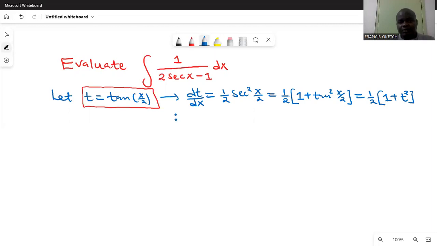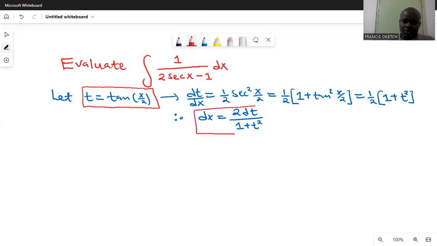So therefore, make dx the subject. So we'll have dx is equals to 2 dt over 1 plus t squared. So that's another substitution that we need to make.